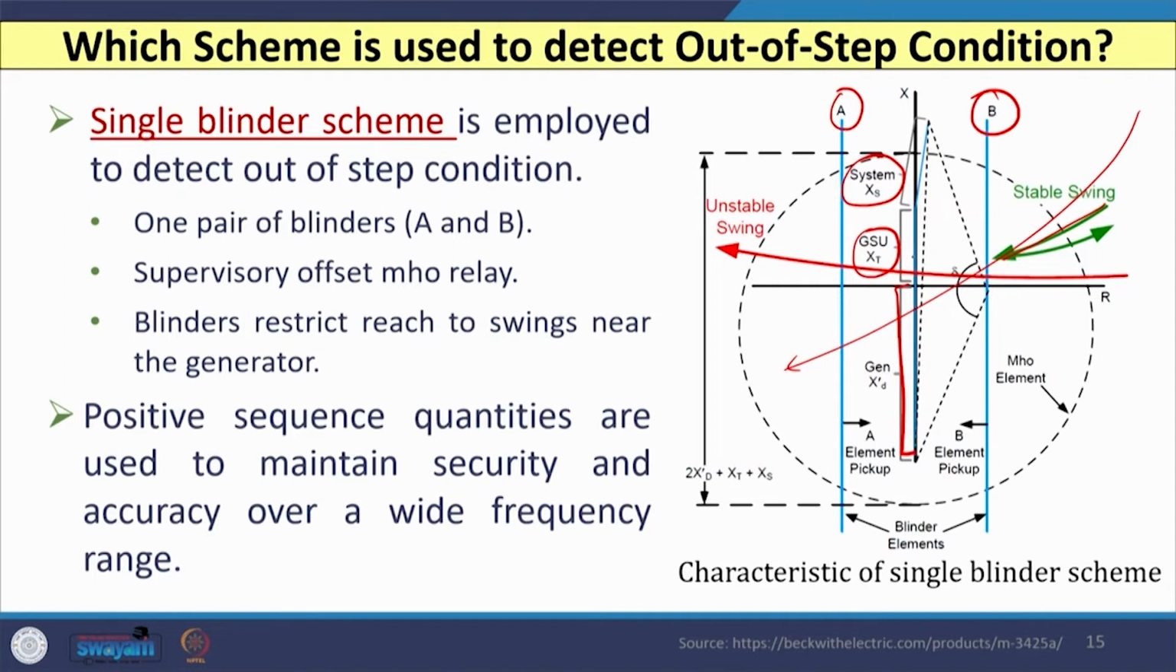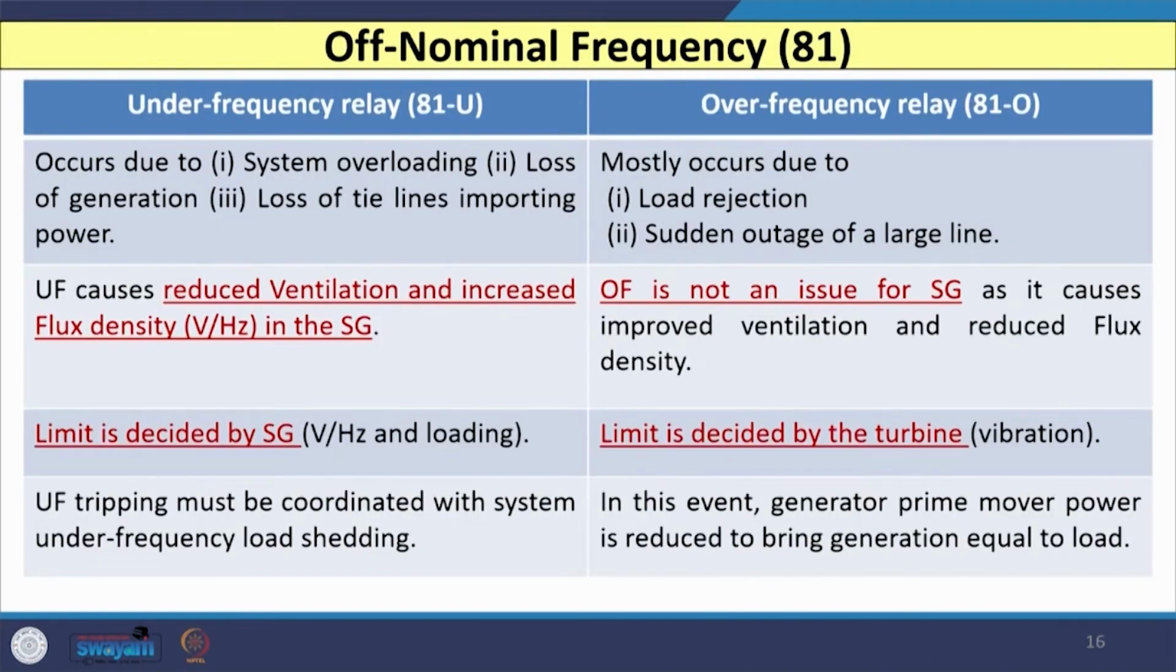and during this, if the time travelled by this swing is within a certain time limit, then such a condition is detected. If it is some other condition like a fault, then this type of swing passes very rapidly. So, before the timer times out it will pass. Then this scheme is not going to detect such a condition, it has to detect only the out of step condition.